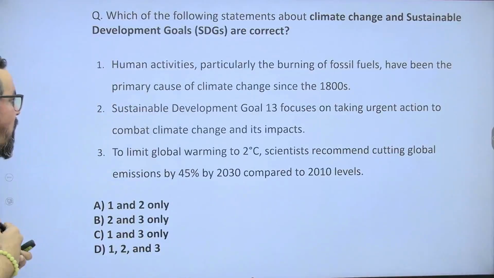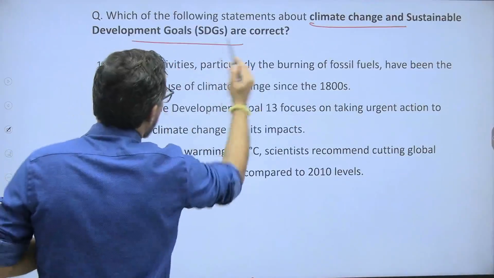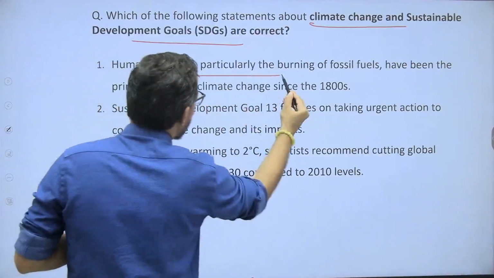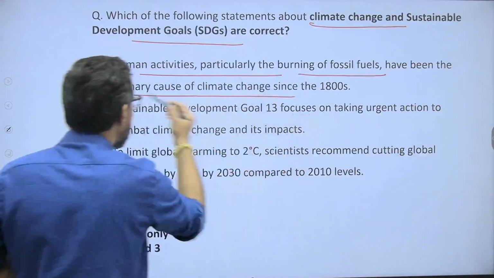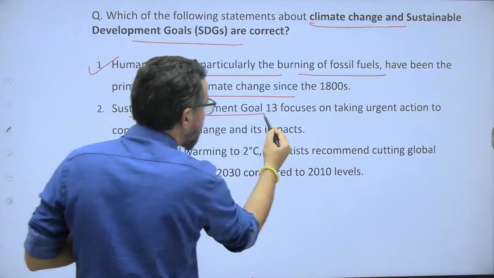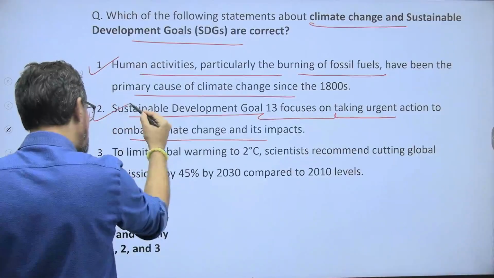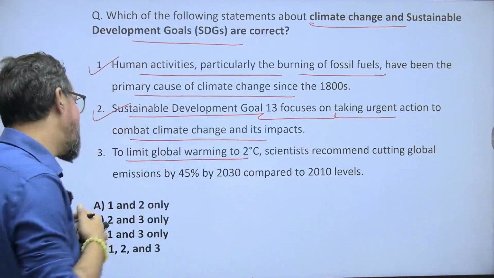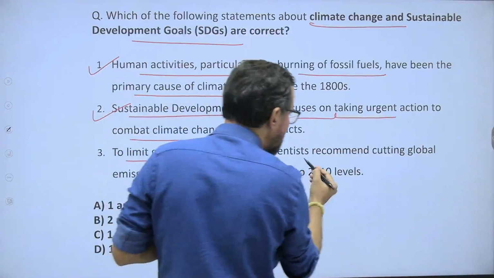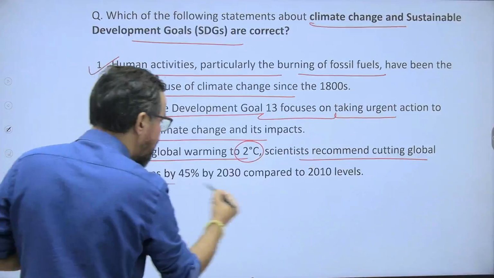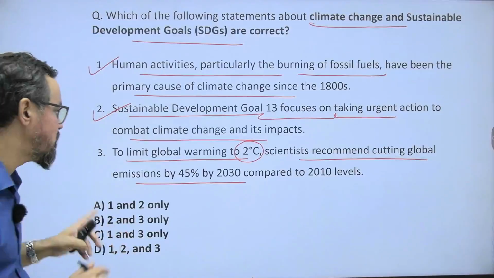So now the question is for 1 mark: which of the following statements about climate change and Sustainable Development Goals are correct? Human activities, particularly the burning of fossil fuel, have been the primary cause of climate change since 1800. True. Sustainable Development Goal 13 focuses on taking urgent action to combat climate change and its impact. True. To limit global warming to 2.2 degrees Celsius, scientists recommended cutting global emissions by 45% by 2030 compared to 2010. So this report is wrong here.